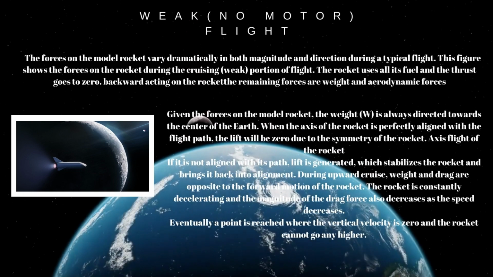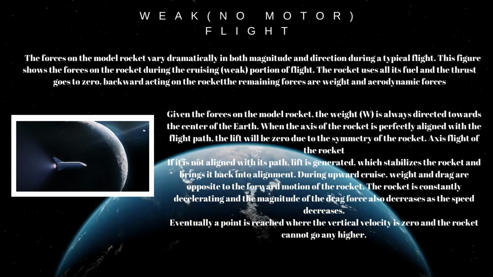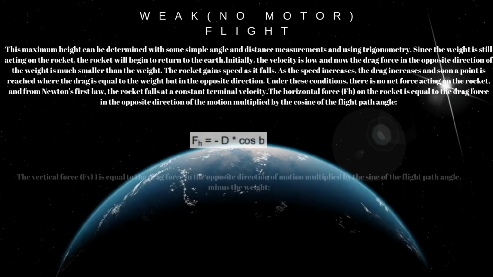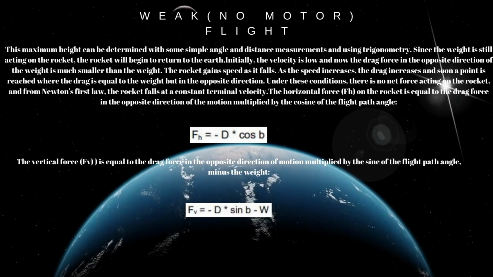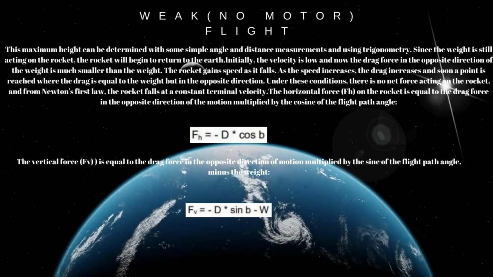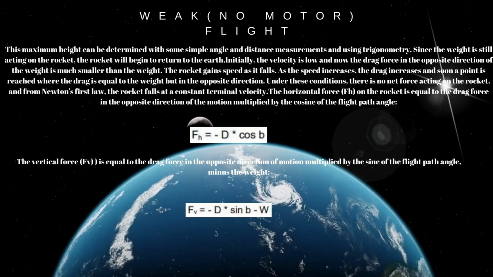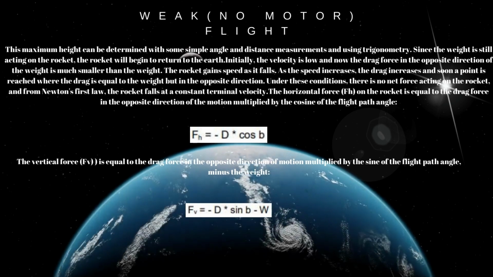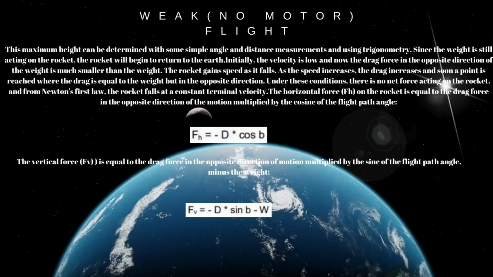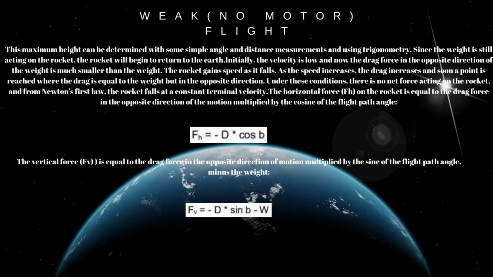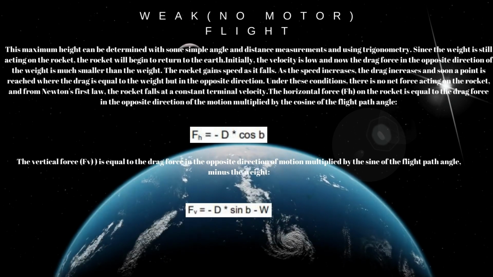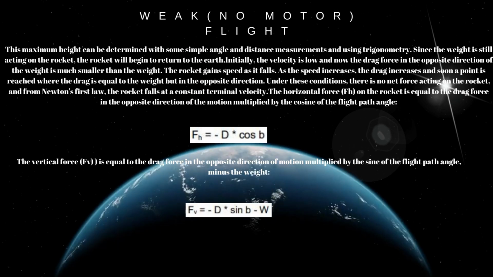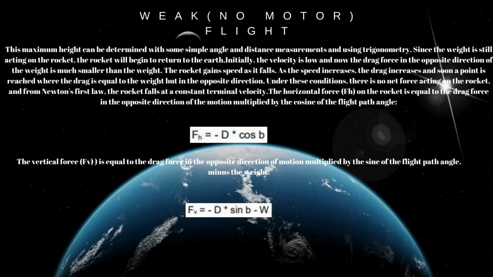Eventually, a point is reached where the vertical velocity is 0 and the rocket cannot go any higher. This maximum height can be determined with some simple angle and distance measurement and using trigonometry. Since the weight is still acting on it, the rocket will begin to return to Earth. Initially, the velocity is low and the drag force, in the opposite direction of the weight, is much smaller than the weight. The rocket gains speed as it falls.